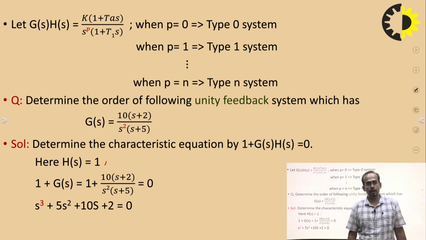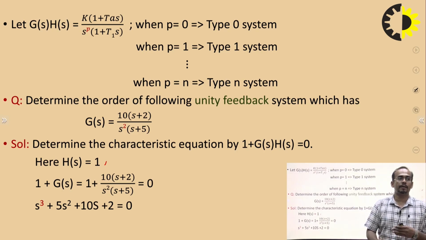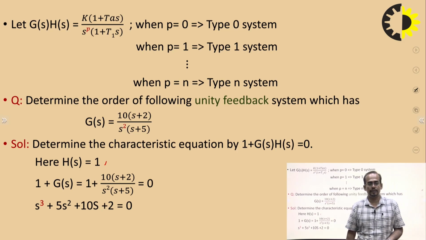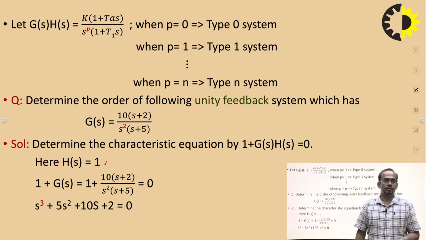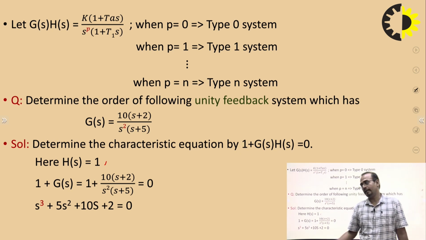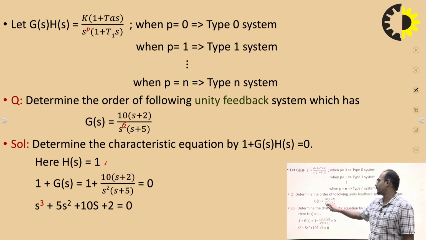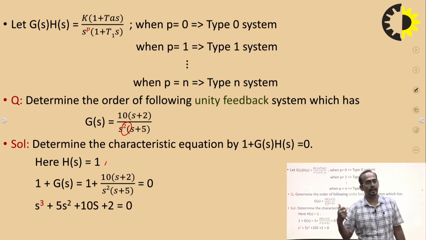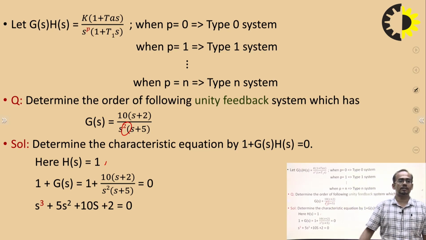The highest power of s will determine the order of the system. So here the highest power of s is 3, so 3 is the order of the system. Similarly, you can find the type of the system. The number of poles occurring at the origin is 2. So this is a type 2 system, and the order for this system is 3.